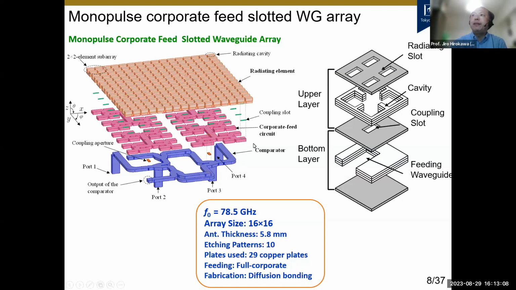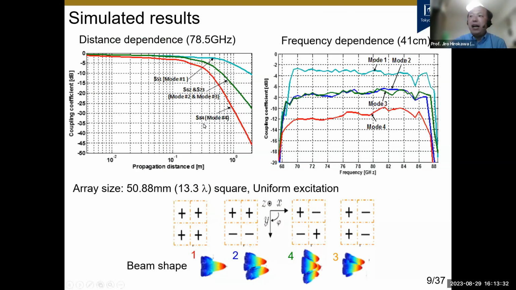The corporate feed circuit is a one-stage T junction. Amplitude taper is realized by the offset feed of the T junctions, and the phase difference is also realized by the offset feed of the T junctions as well. The left figure shows the simulated frequency results of the distance dependence of the coupling coefficients.